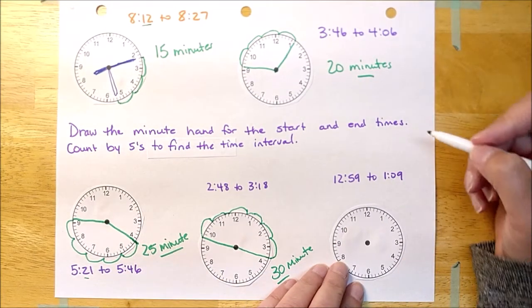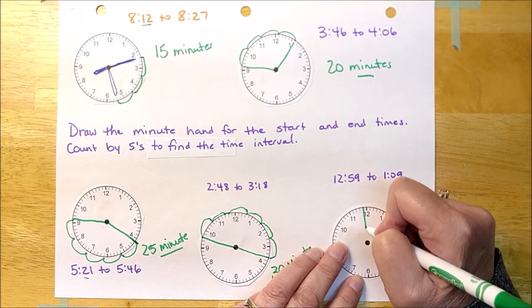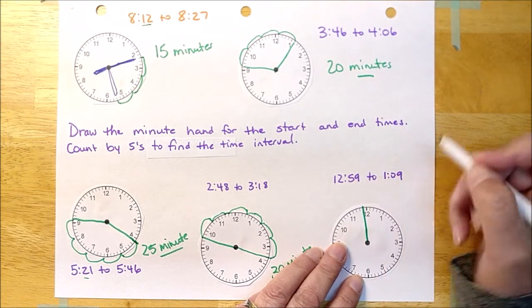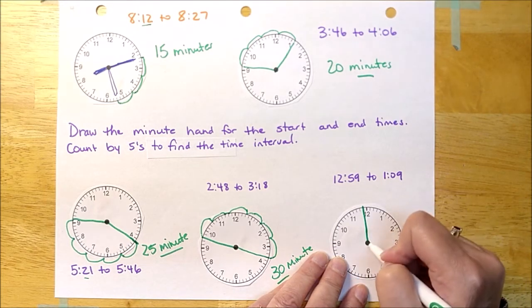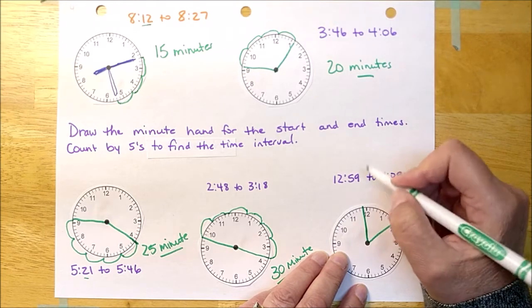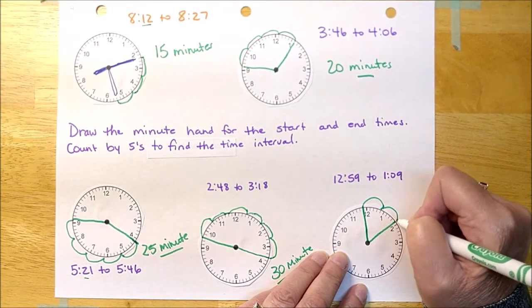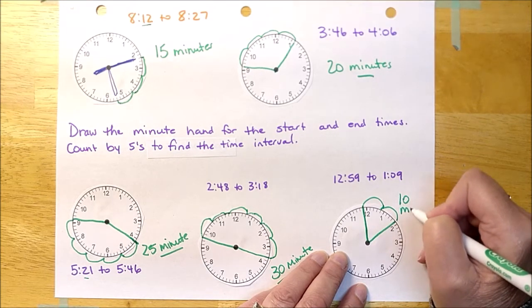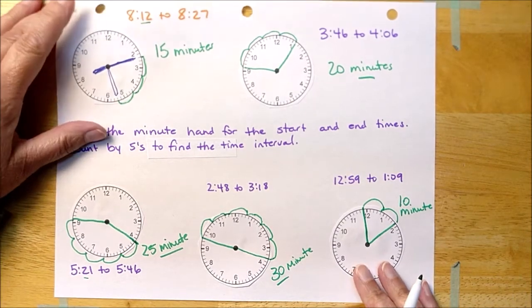And the last one was from 12:59. Oh man, that is almost at the hour. Look how close that is. All the way to 1:09. So 1:09 is right there. So I'm on the line right before the number, so 5, 10. So that is a 10-minute interval. I hope you got those ones all figured out. You guys are rocking this.